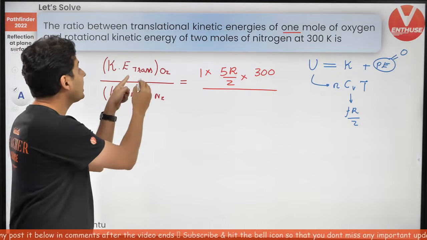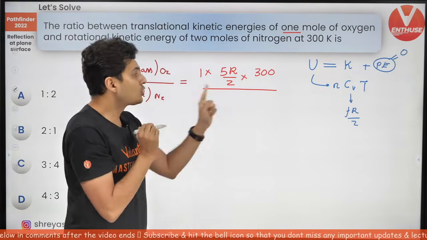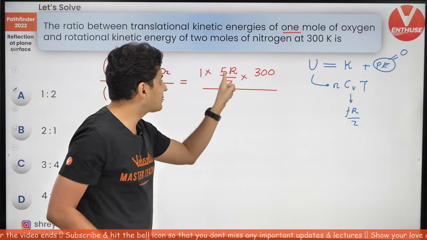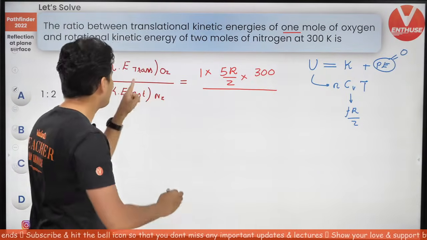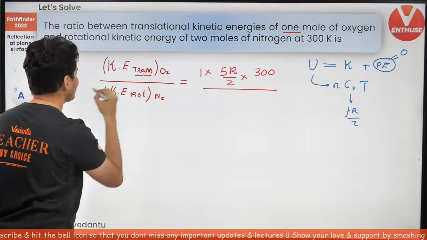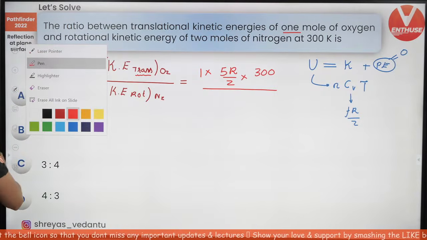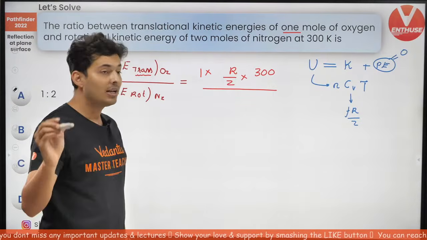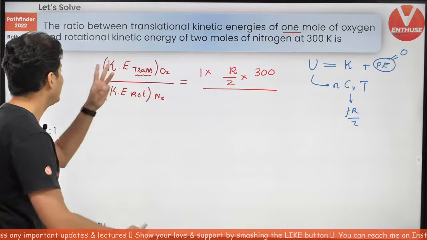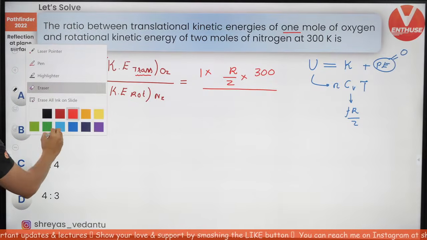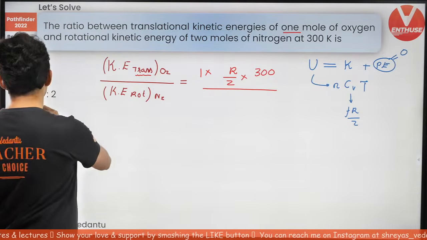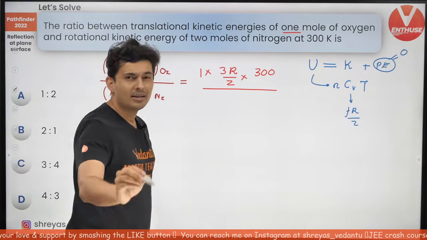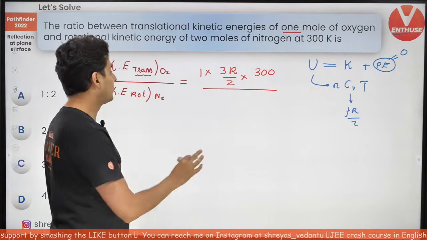But we only have to take into account translation. So do you write the degrees of freedom as 5 or something else? That's the catch. Because of this word translation, you cannot write 5 over here. Think about it. For translation, there will be only 3 degrees of freedom. So I'll just put 3 over here. Does that make sense? Very good.